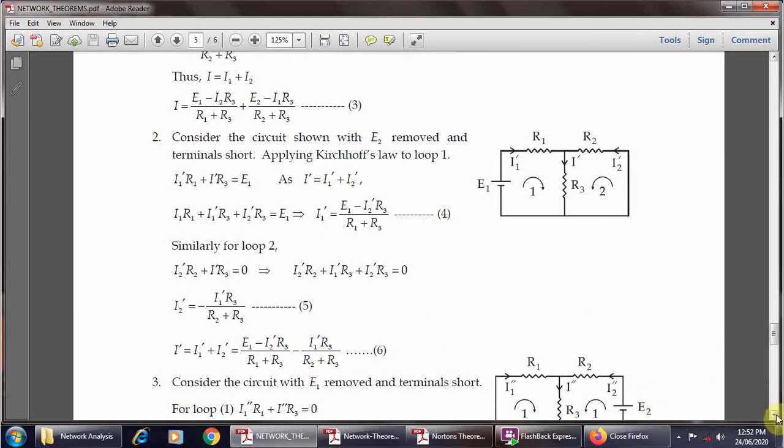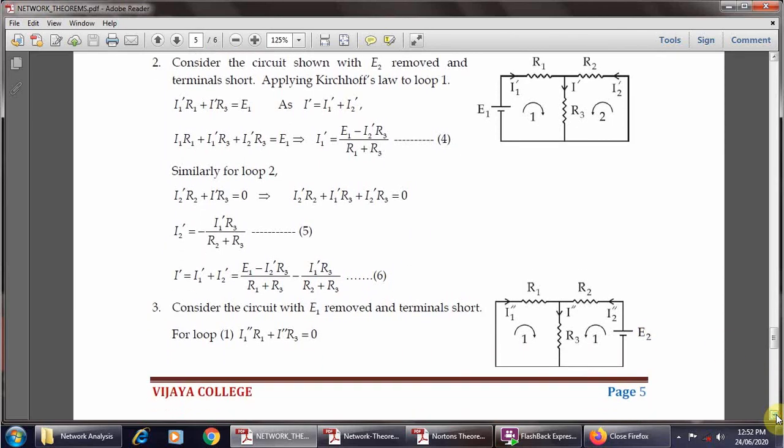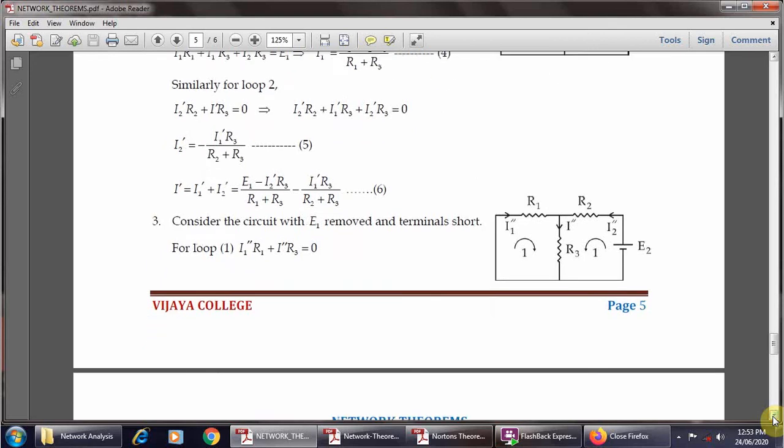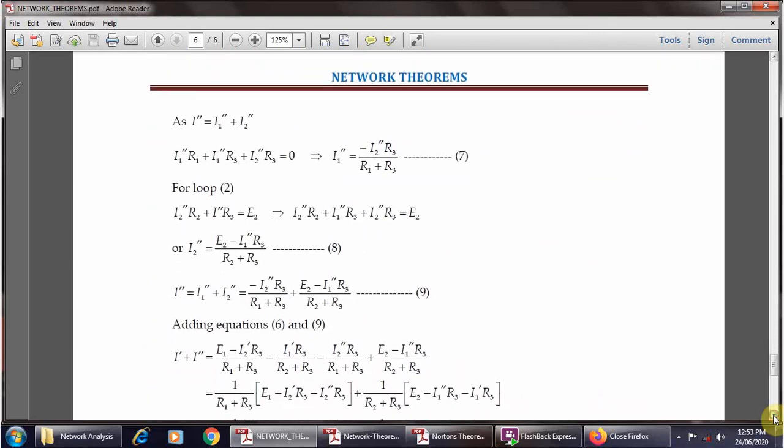Similarly, as in the first case where E2 was removed, for this case E1 is removed. Consider E1 removed and the terminals short circuited. Then for the first loop, I1 double dash R1 plus I double dash R3 is equal to 0. As I double dash is I1 double dash plus I2 double dash, I1 double dash is equal to minus I2 double dash R3 upon R1 plus R3. This is equation number 7.